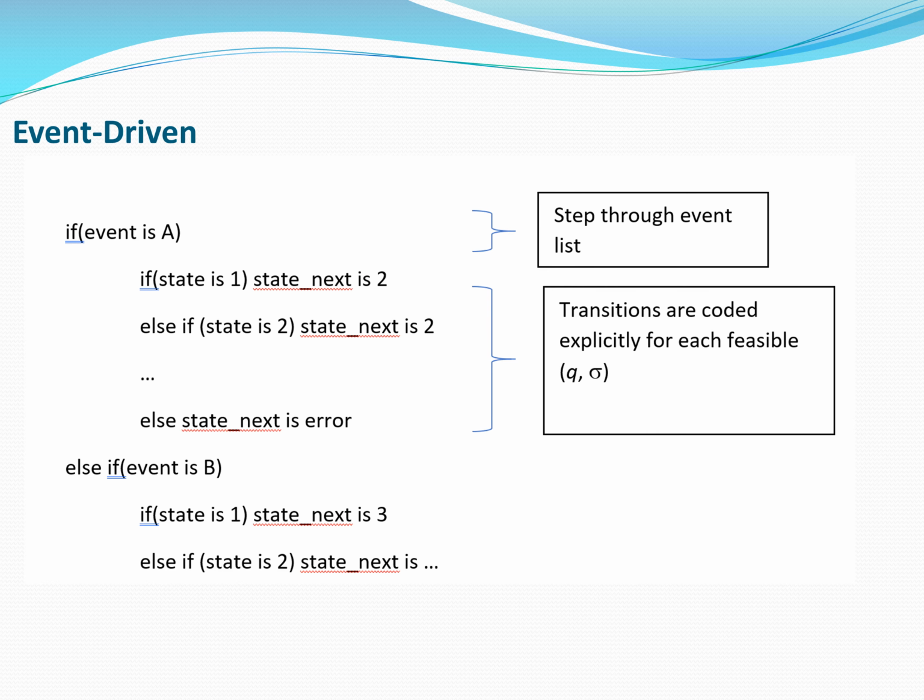We could also organize the state machine using a design pattern based on the events, and then instead of stepping through the possible states, we step through the possible events, and then for each event, we check for each feasible state. So it's the same sort of structure, but instead of organizing about states, it's organizing about events.